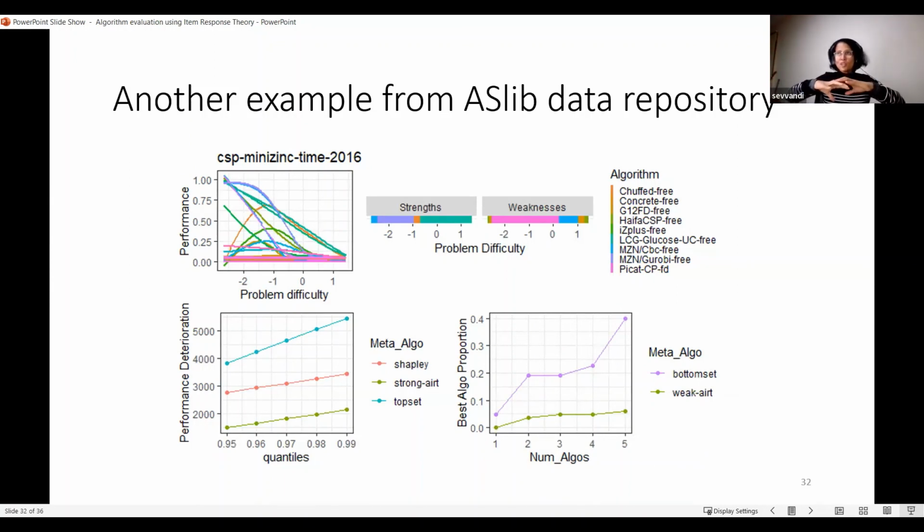So the weak portfolio is the algorithms that we should be thinking of avoiding. They're the not so great algorithms. But if you just take the average performance and take the bottom set, then that doesn't really give much, whereas AIRT does.